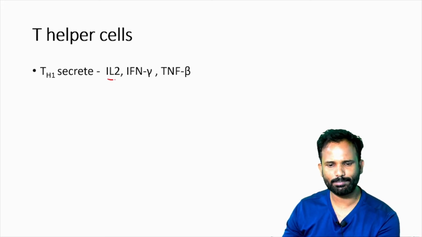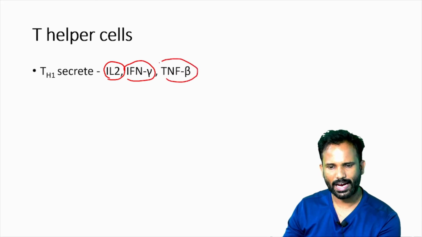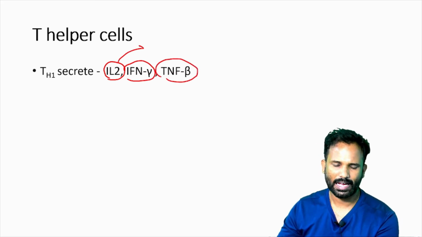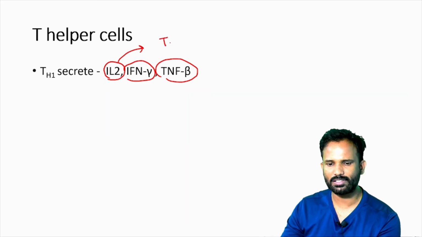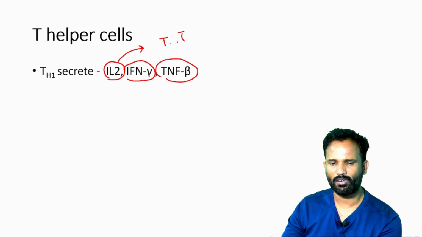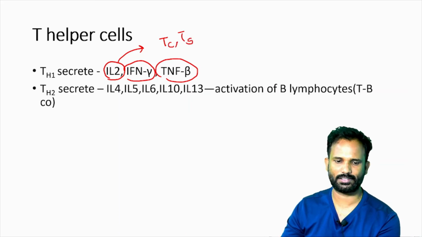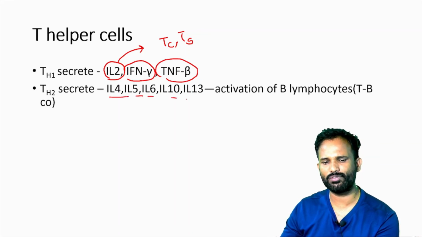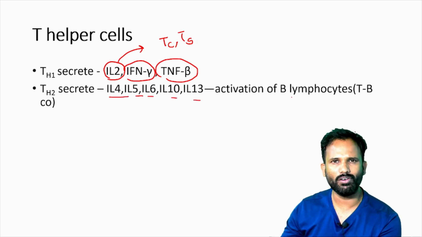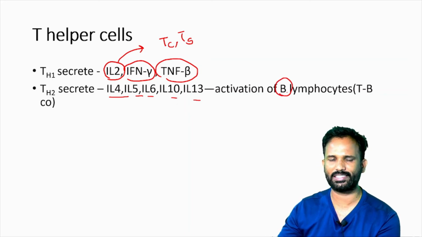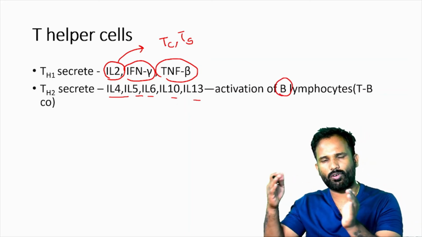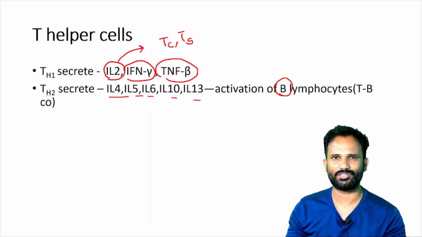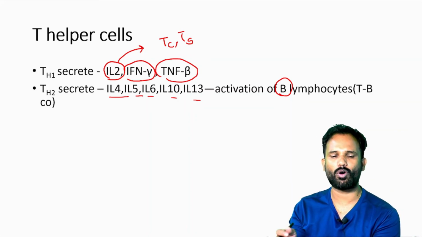Now, T helper cells, what will they do? These T helper cells will secrete interleukin 2, interferons, and tumor necrosis factor beta. And interleukin 2 will cause further synthesis of T cytotoxic cells or T suppressor cells. And T helper cell 2 will secrete interleukin 4, 5, 6, 10, 13, which all will cause activation of B lymphocytes. So T lymphocyte activation will also cause the activation of B lymphocytes. That is called TB cooperation.